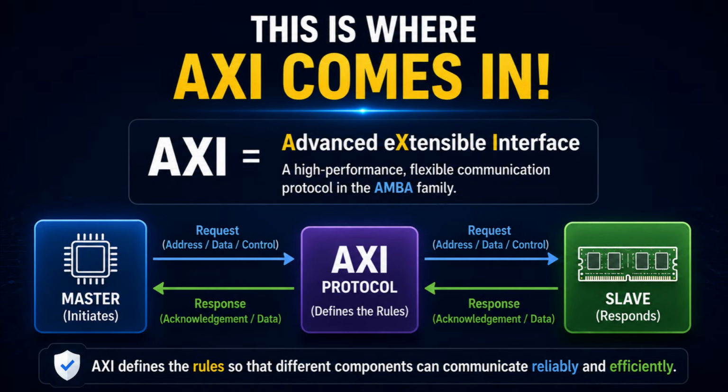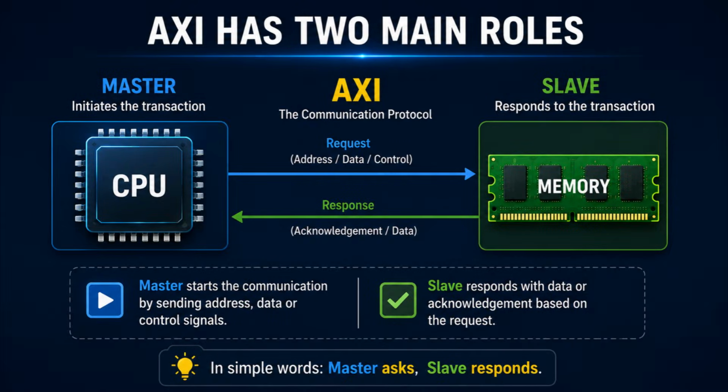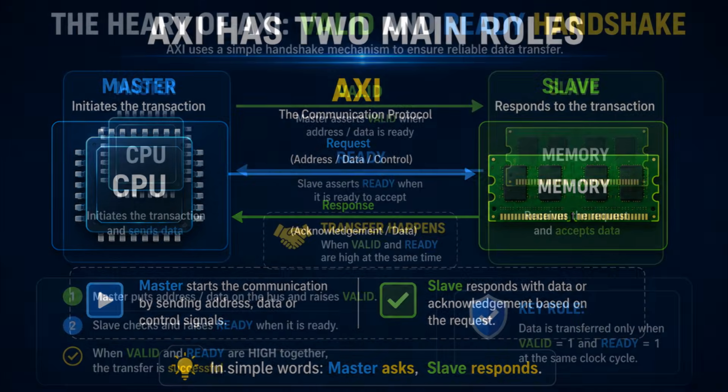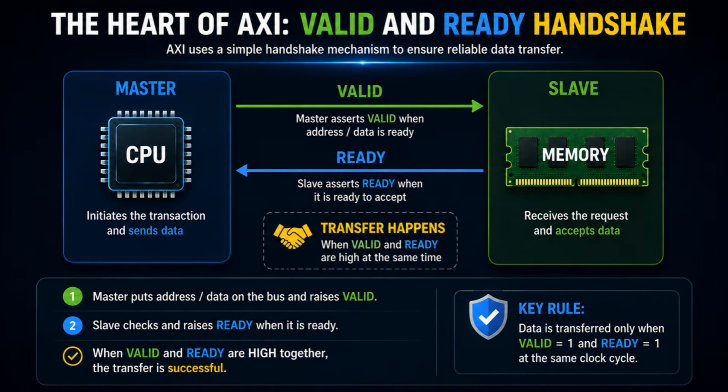This is where AXI comes into the picture. AXI provides a set of rules that allows different components to communicate. Before going further, let's understand two important roles in AXI, the master and the slave. The master is a component that initiates a transaction, while the slave is the component that responds to that particular transaction.